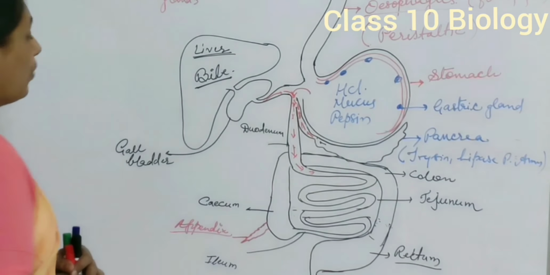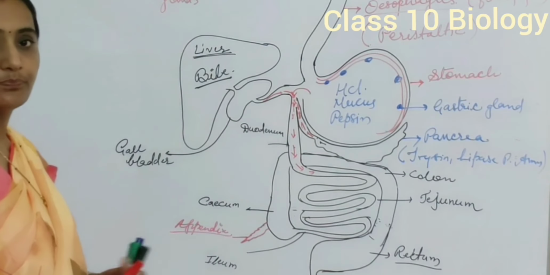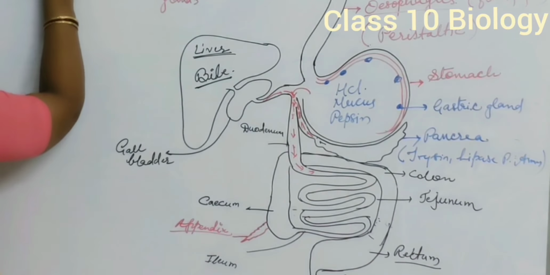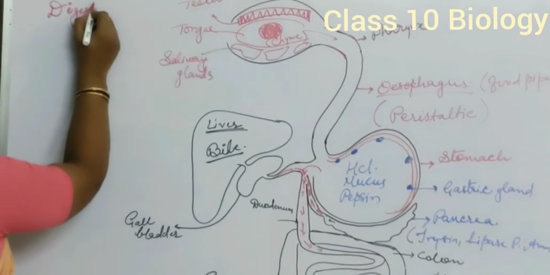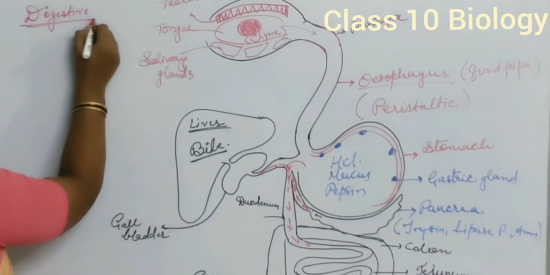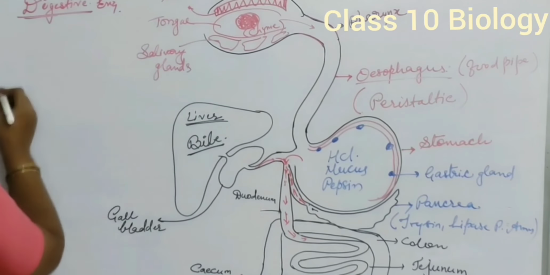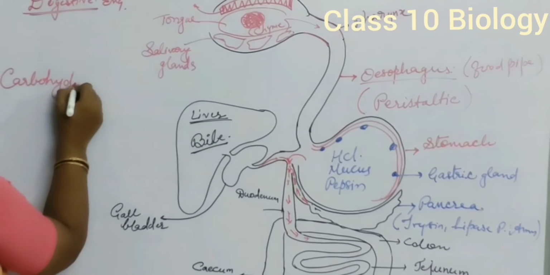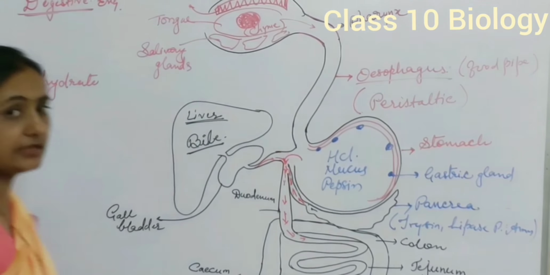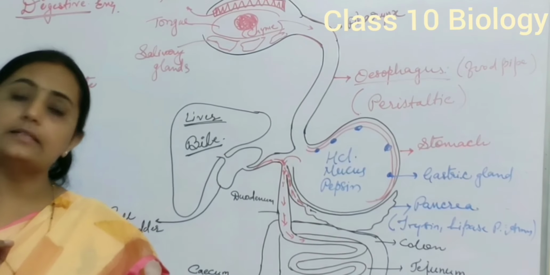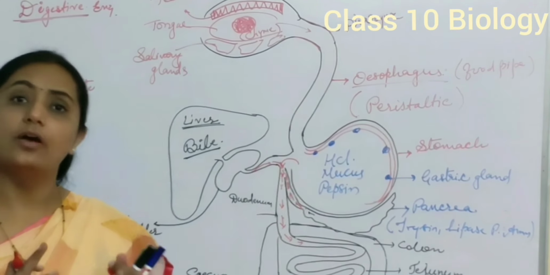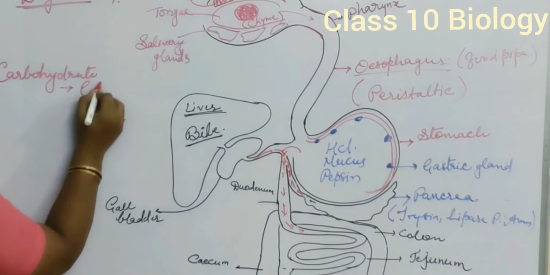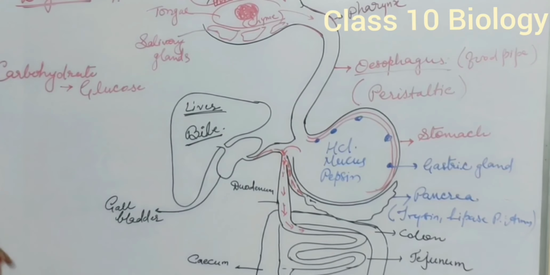So here, what is the basic role of digestive enzyme? Whatever food material we are consuming gets digested, and the digestive enzyme helps to convert it. In the food we consume, the basic three things are there: one is carbohydrate, another is protein, and third is fats. Here carbohydrate converts into glucose so that we get energy.